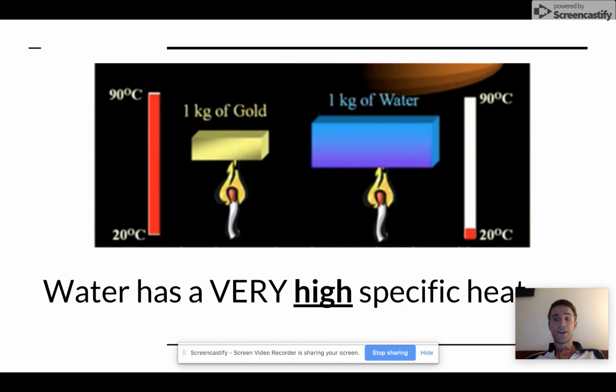Water has a very, very high specific heat. So water is really unique in that water requires a lot of energy to increase in temperature.